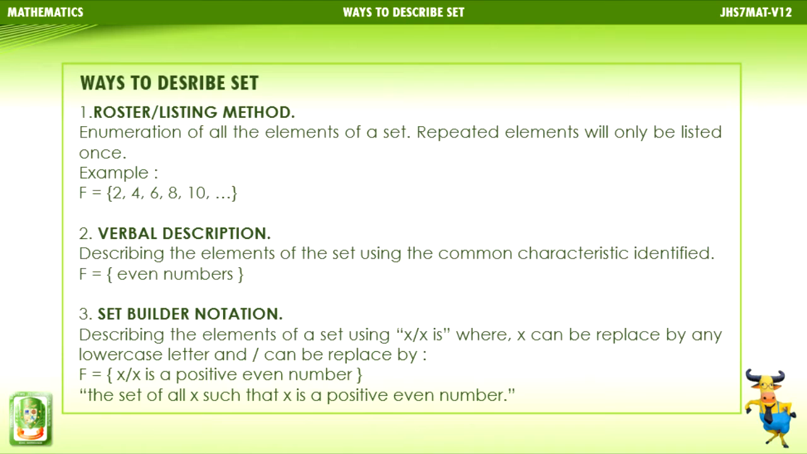Second, verbal description is describing verbally the elements of the set identified. Third, set builder notation is more mathematically defined. It will also describe the elements of sets but using mathematical form, which is {x | x is ...}, where x can be replaced by any lowercase letter and the slash can be replaced by a colon.